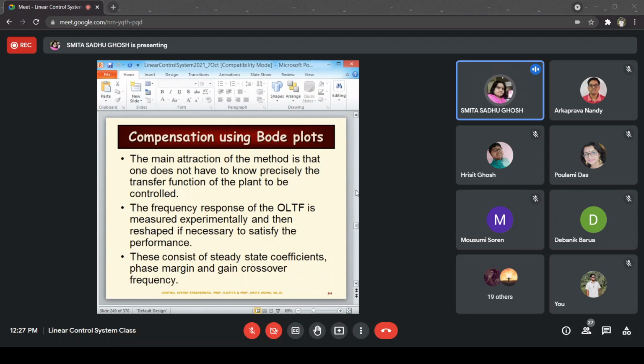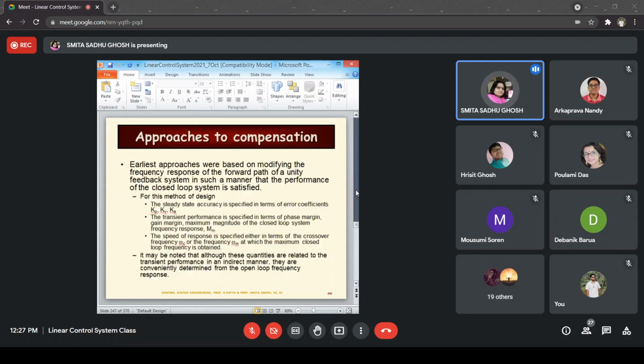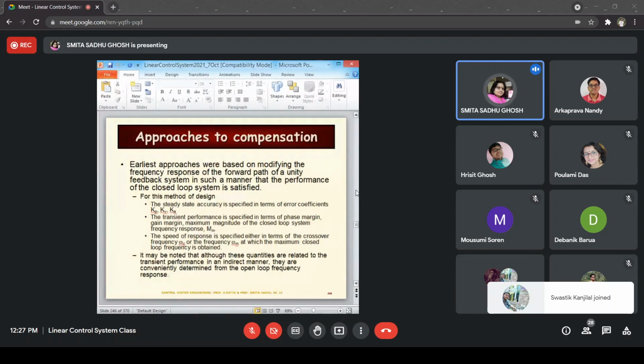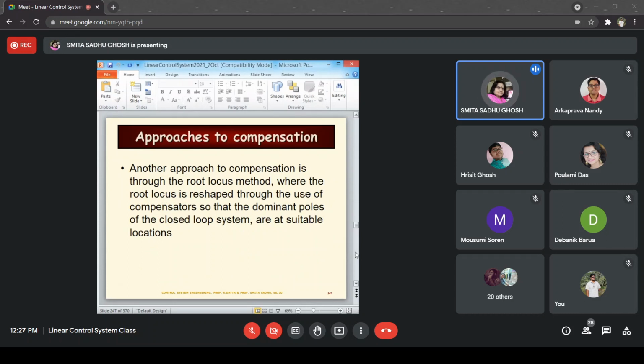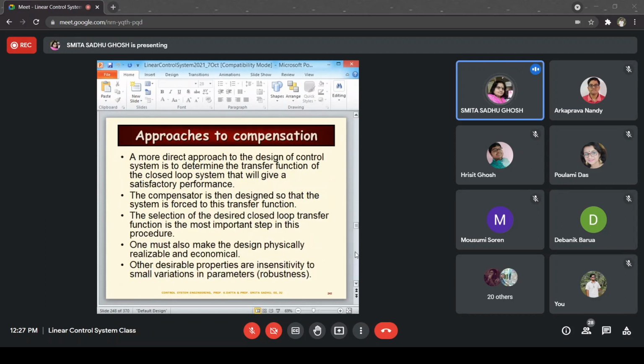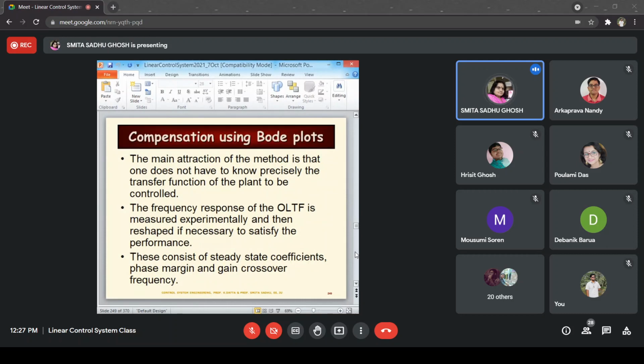Those were some of the broad approaches that are used for the design of control systems. I'll just enumerate the methods that we've mentioned. One is the frequency response, that's on this slide. The other is the root locus method, this slide. Next is the method of directly changing the transfer function by using a compensator, right? These are some of the broad approaches which are used for compensation.